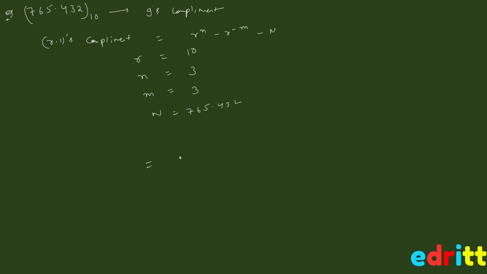Now let's try to solve this example. We can write it as r raised to power n, which is 10 to the power 3, minus r raised to power minus m, that is 10 raised to power minus 3, minus capital N, which is the number itself, 765.432. Now we can write this as 1000 minus 0.001 minus 765.432.